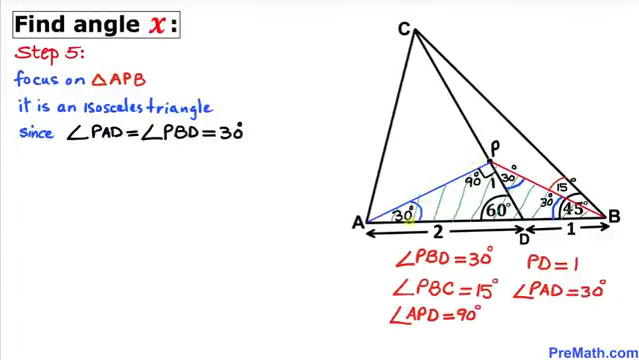And now let's focus on this triangle APB, and we know that this is an isosceles triangle since this angle is 30 degrees and this angle is 30 degrees as well. So therefore, we conclude that these side lengths AP and PB are equal in length.